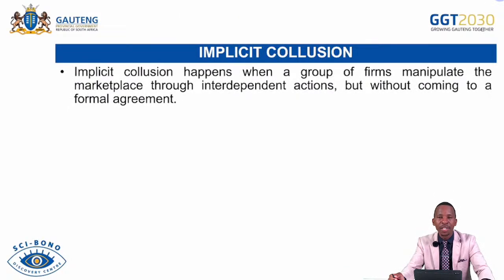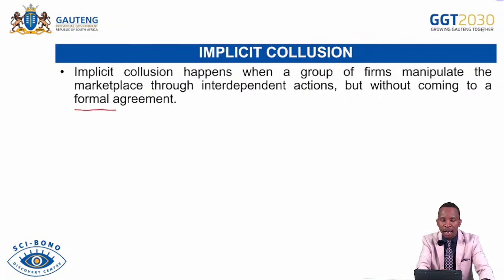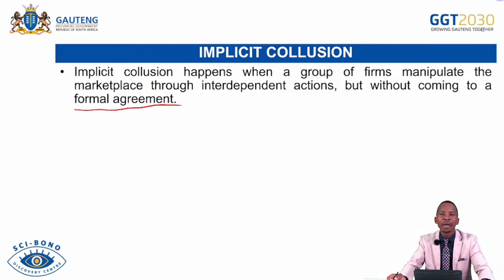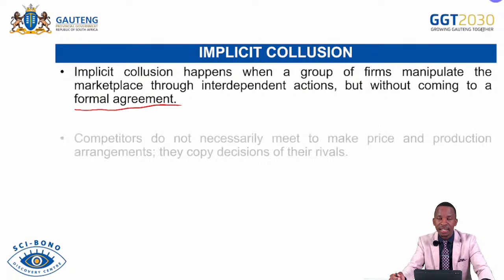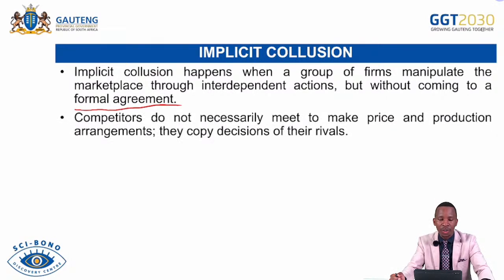So we talk about implicit collusion here. Implicit collusion happens when a group of firms manipulate the marketplace through interdependent actions, but without coming to a formal agreement. So firms simply react in the same way without coming together in a form of discussion or reaching a certain agreement. Each firm will simply act on its own, but it will be common to copy a particular firm's decision. That is known to be an implicit collusion. Competitors do not necessarily meet to make price and production arrangements. They copy decisions of rivals.